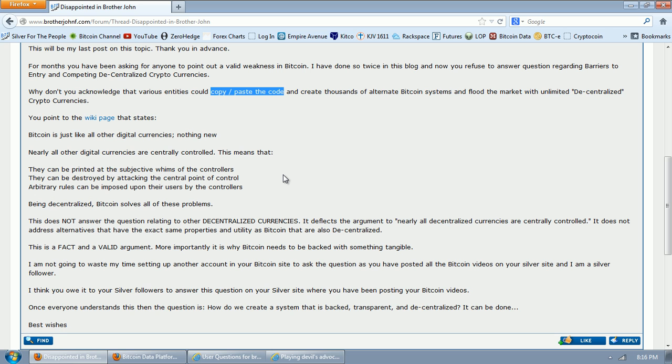Everyone knows that. You point to the wiki page that states Bitcoin is just like all other digital currencies, nothing new. Nearly all other digital currencies are centrally controlled.